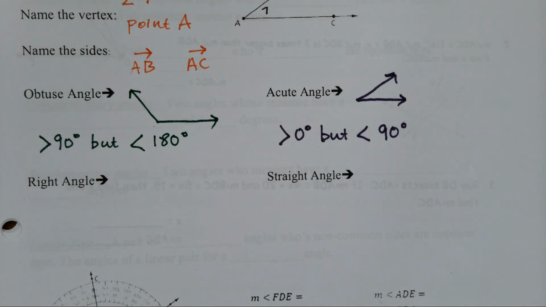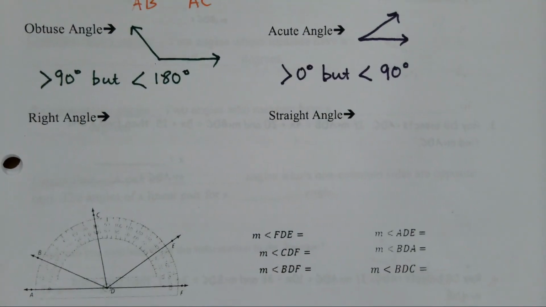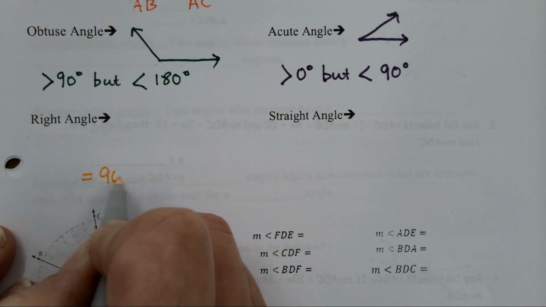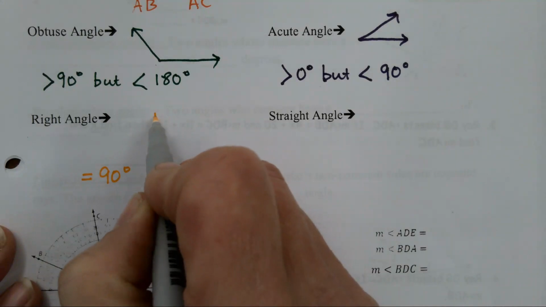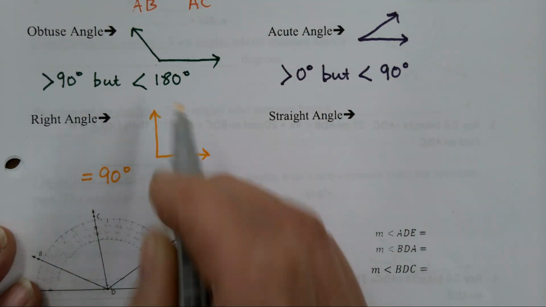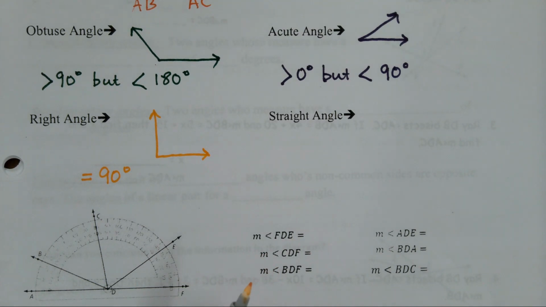Then we have a right angle. What's our right angle? Exactly 90 degrees. So a right angle equals 90 degrees. And remember, we're not perfect. Even though I can try as I might to draw something that I think looks like a 90-degree angle, if somebody took a protractor and measured this, it could be 89 degrees or 91 degrees.